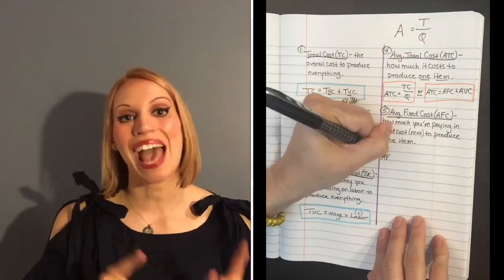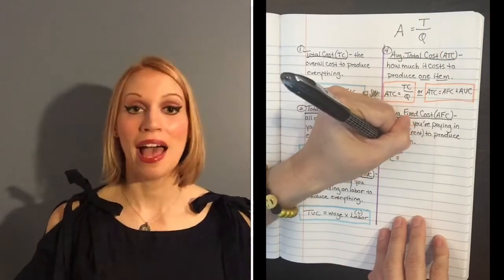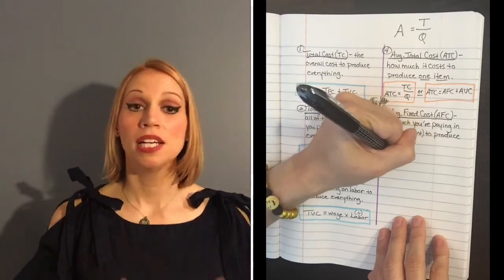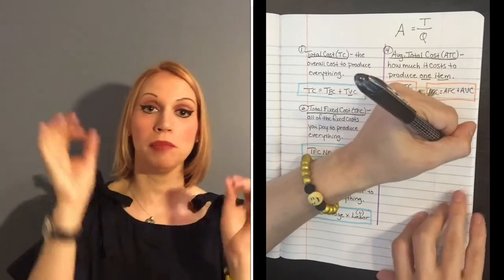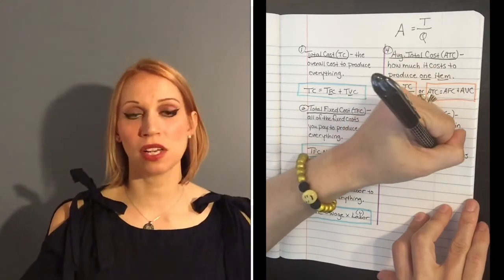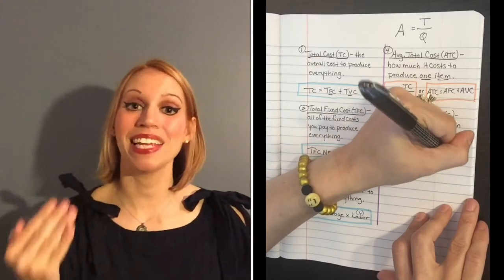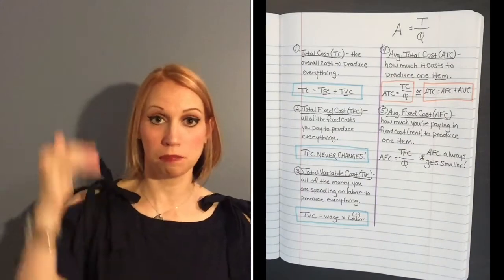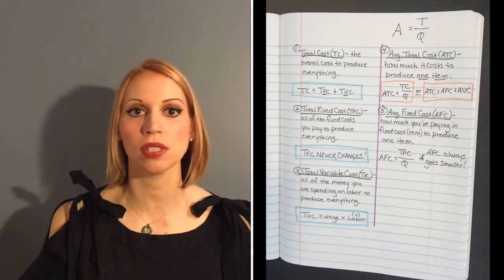Our next term is average fixed cost. Average fixed cost is just total fixed cost divided by quantity. So here again, we have that same pattern. Any average is total divided by quantity. We're just keeping our similar terms together. We're keeping our fixed cost terms together. Now, average fixed cost is how much you're paying in fixed cost just to produce one unit. So this is part of that average total cost, right?